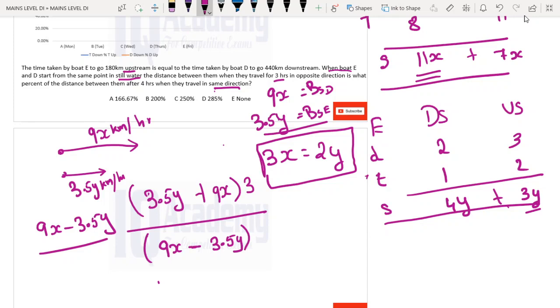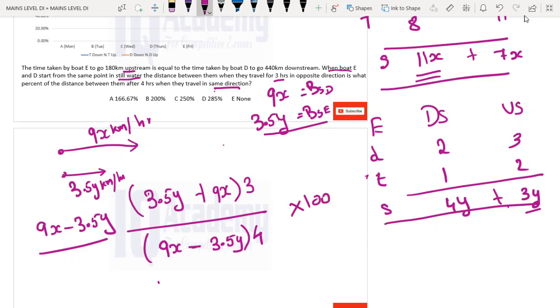And we need the distance between them after 4 hours. So into 4, and into 100. This is what we need. And we know instead of 9x, we can write it as 6x, because we know the relationship 2x equals 3y.